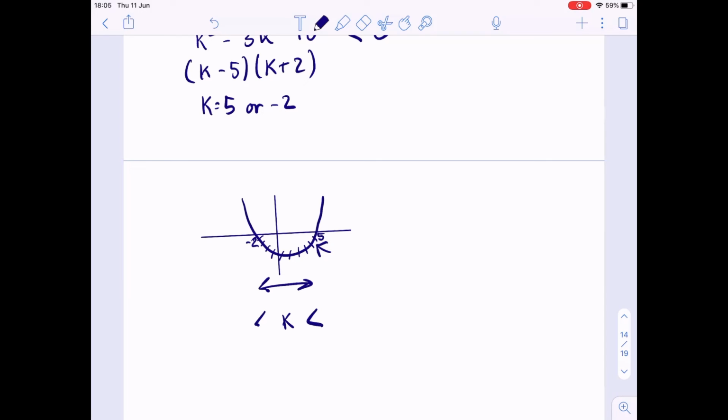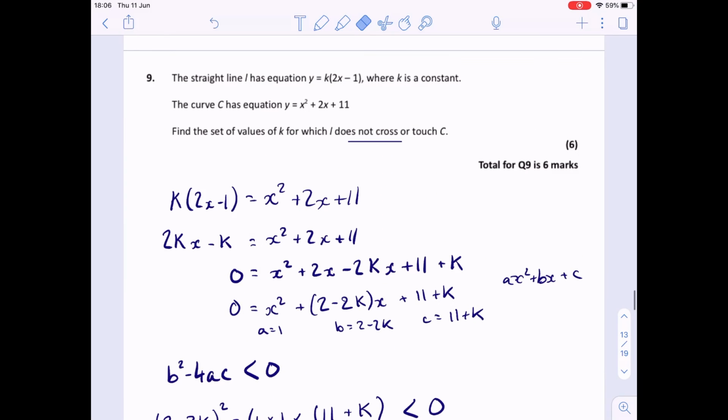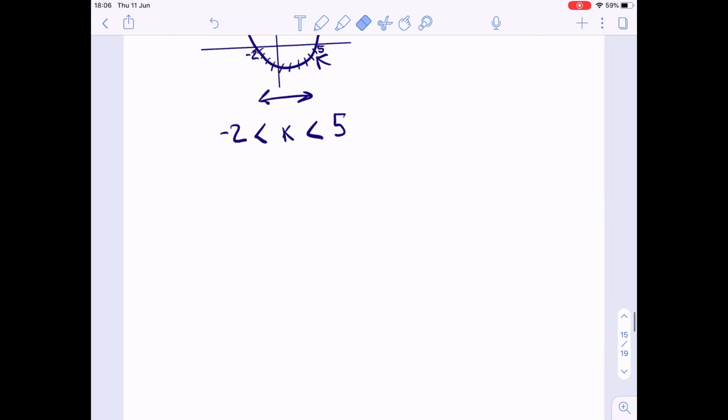So k is trapped between, and I would write it as one single inequality because it's representing one single region. If I was representing two separate regions, like the outside region, I would write it as k is greater than 5 and k is less than minus 2 as two separate inequalities. But because it's one region, it's important we write it as one single inequality. Okay, and that would be my solution. So those are my set of values of k.